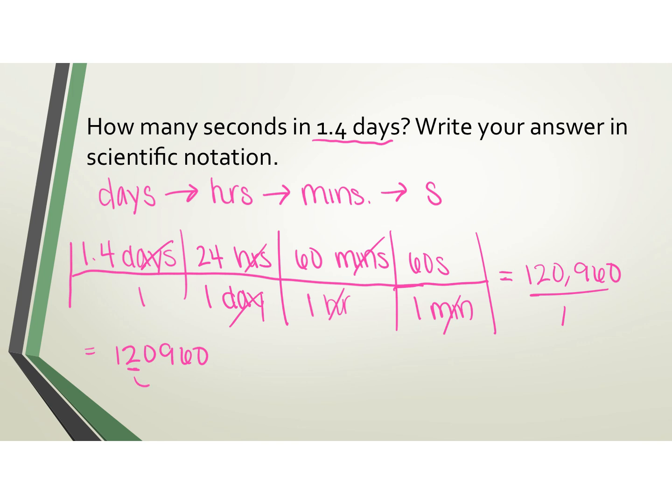This is our second sig fig, and the 0 is going to cause us to round it down to 120,000 seconds. And then this is asked to put it in scientific notation. So to do that, we put a decimal at the end, and we're going to count how many places we have to move that decimal in between the 1 and the 2. So this becomes 1.2 times 10 to the 5th seconds.